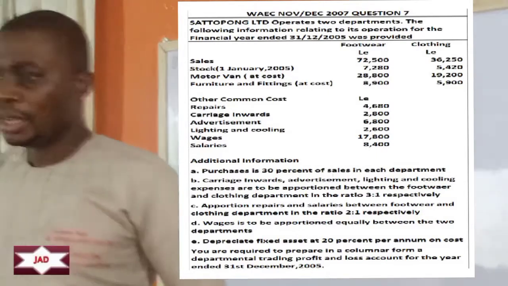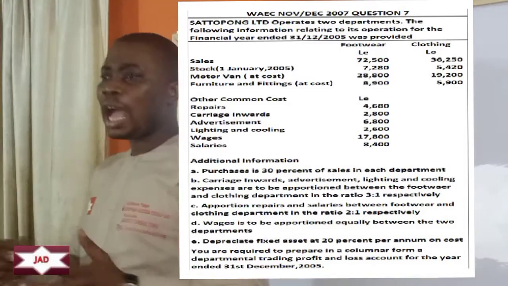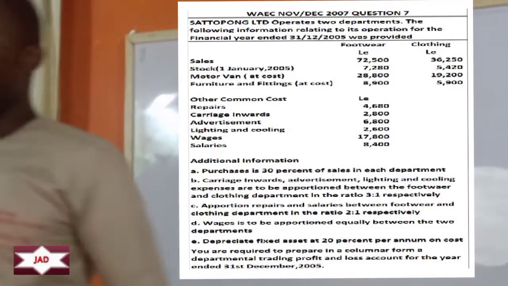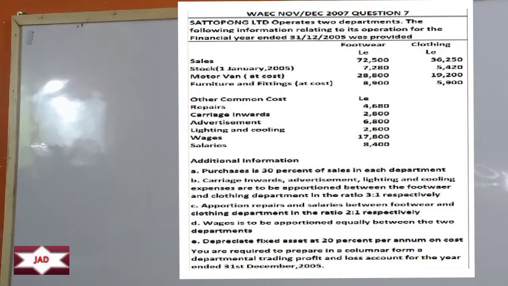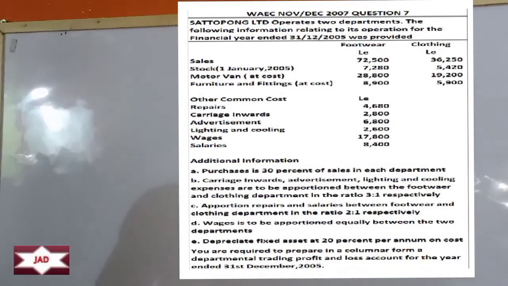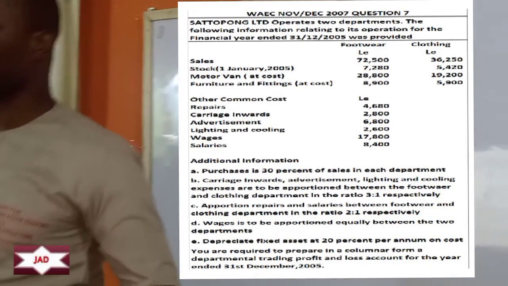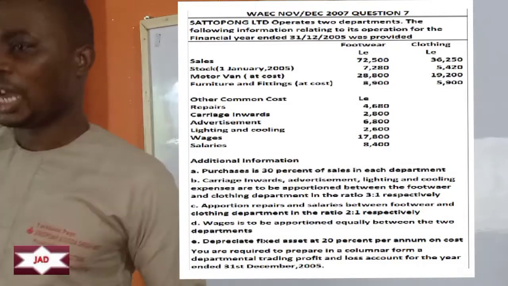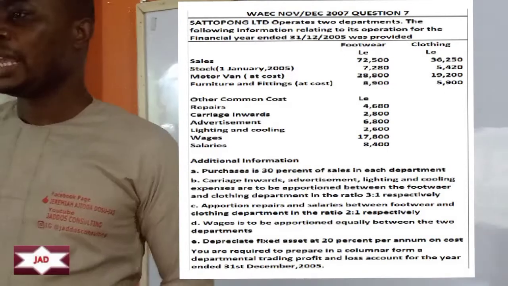Additional information. A, purchases is 30% of sales in each department. B, carriage inwards, advertisement, lighting and cooling expenses are to be apportioned between the footwear and clothing departments in the ratio of 3:1 respectively. C, apportion repairs and salaries between footwear and clothing departments in the ratio 2:1 respectively. D, wages is to be apportioned equally between the two departments. Then E, depreciate fixed assets at 20% per annum on cost.